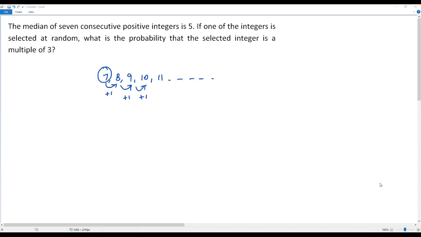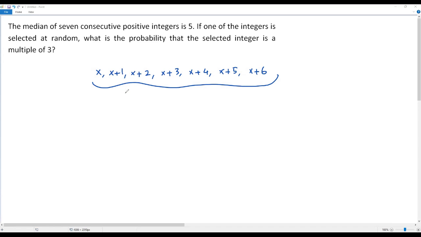Since we do not know the first integer, let's assume x is the first positive integer. Now to get the consecutive positive integer, I have to add 1 to this x, then we get x + 1. Now to get the consecutive positive integer, we have to add 1 to this x + 1, then we get x + 2. Since we have 7 consecutive positive integers, we have to write x + 2, x + 3, x + 4, x + 5, x + 6. Here we have 7 consecutive positive integers. And also we have these consecutive integers in ascending order, that is from least to greatest.